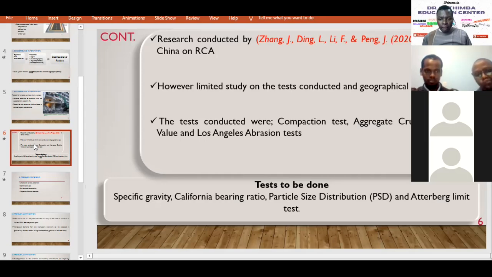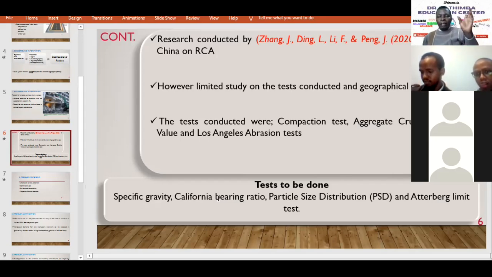Tests to be done, I believe you can remove them there, because later on this one will come in methodology or in conceptual framework. So at this stage, don't put it in the problem statement. You can put it at the scope for now. You say this is what you are going to do, a laboratory test.